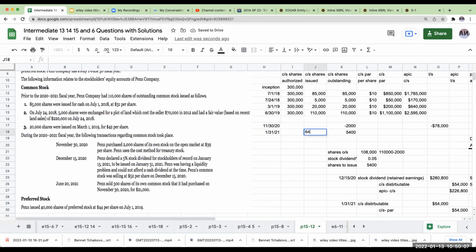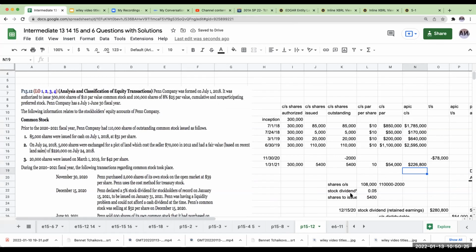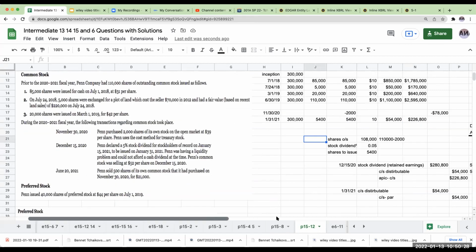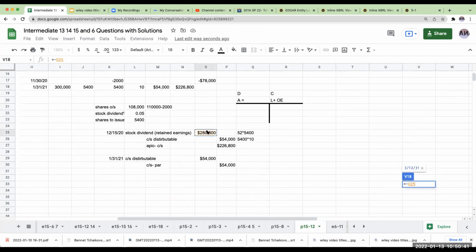My issued shares are also increasing by 5,400. My shares authorized have not changed. And over here, my par is increasing by 54,000, and my additional paid-in capital is increasing by 54,000. And then for my retained earnings, this is going to show up as a negative amount for the amount of the stock dividend.